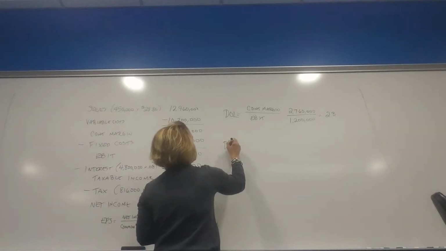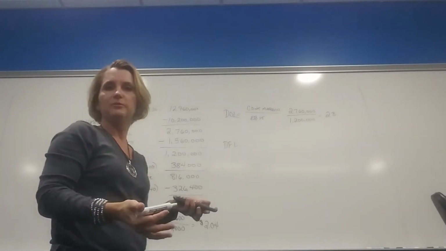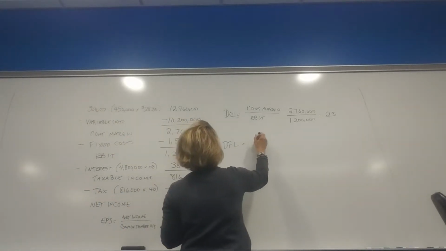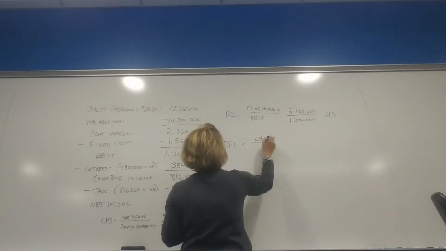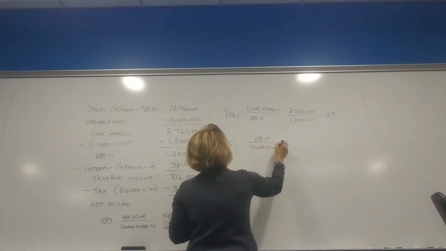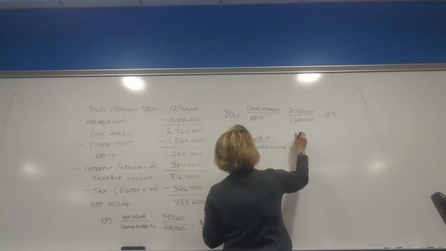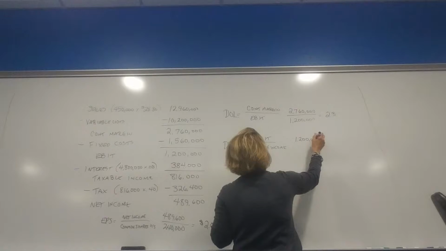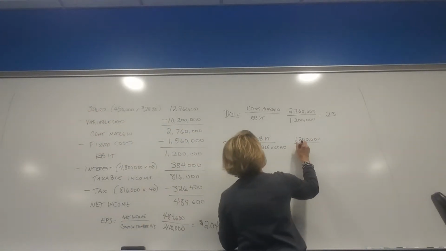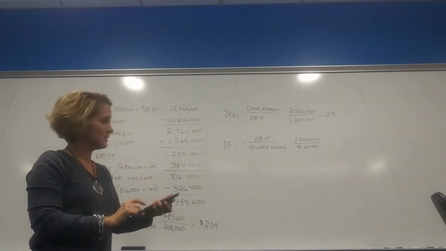My degree of financial leverage, the real formula is a little more complex, but we don't have any preferred stock in this computation. So really it's as simple as taking our earnings before interest and tax and dividing it by our taxable income. So then in this example, our earnings before interest and tax is 1,200,000, and then our taxable income is 816,000. So then I'll divide those.